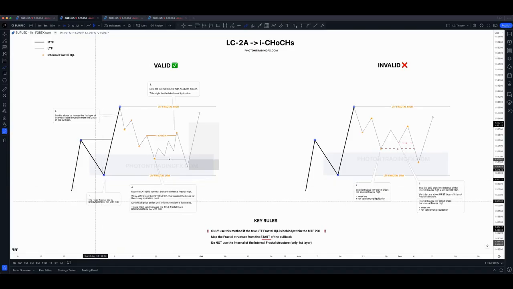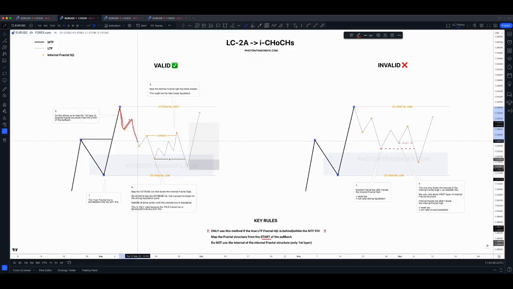So once you've identified that the true fractal low is behind the POI or within it, say somewhere down here, but price action is here, you're then allowed to consider the internal fractal structure, okay? But this is the next super, super key point that a lot of people are getting wrong. The way you map your internal fractal structure is you start mapping it from the very start of the pullback up here, okay? So if the true fractal low is all the way down here and you're going to use the internal structure, start mapping it literally from the start of the pullback up here, okay? So you'll see that this is the true internal fractal low, right?